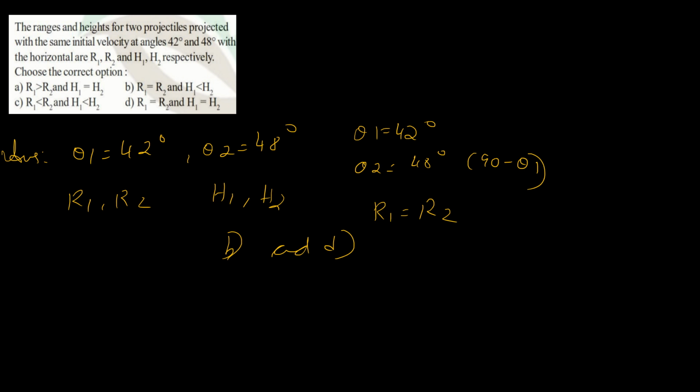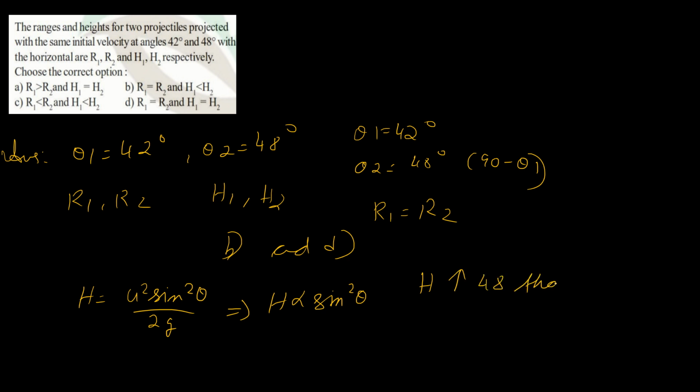Now we have to find the height. That's the task here. So what is the height of the projectile? We have the equation for height: H is equal to u square sine square theta by 2g, right? Which means that H is directly proportional to sine square theta. Here, which is the greater angle? 48. So H will be more for 48 than 42.